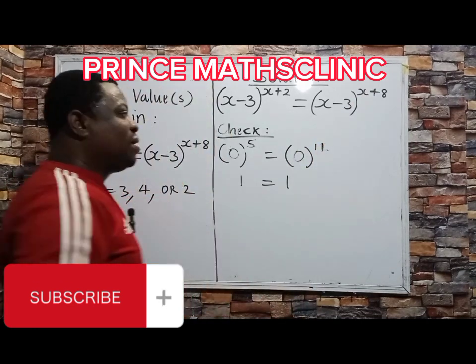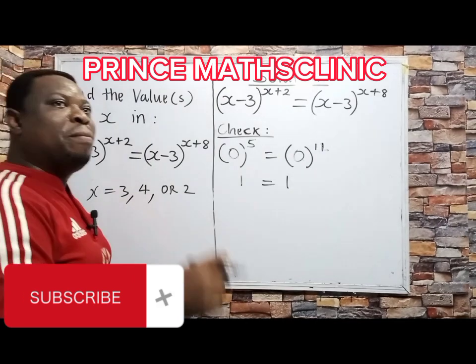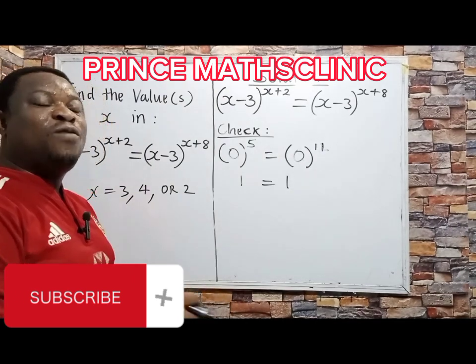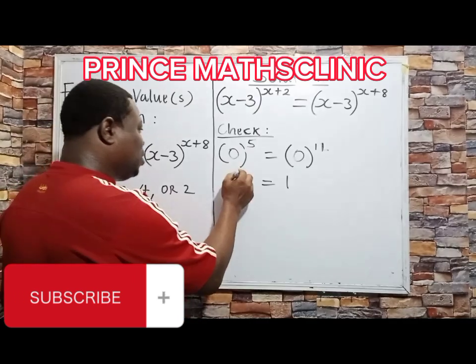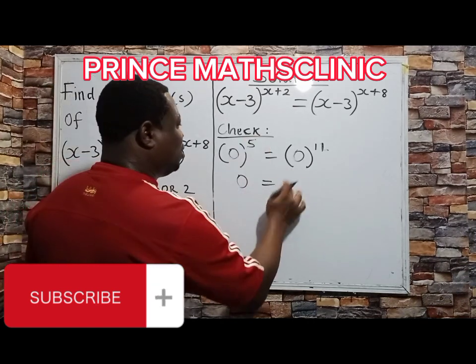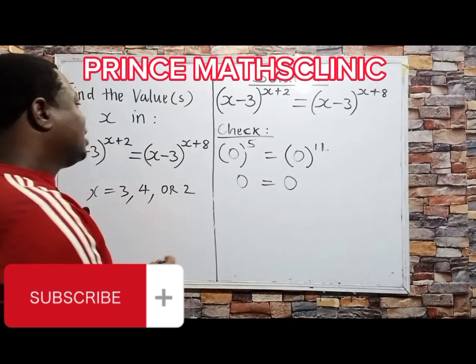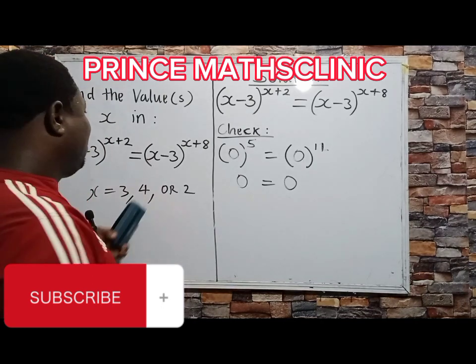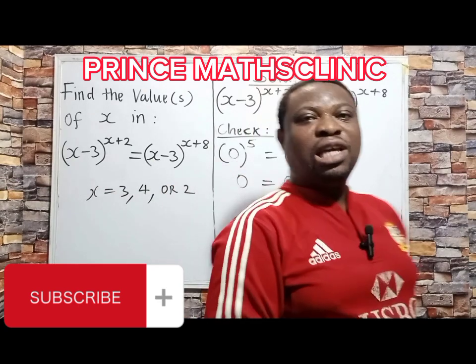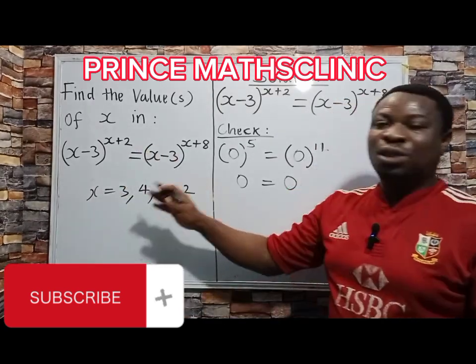Then 3 plus this will give you what? 11. Remember, I told us that any number that is 0 to the power of any number becomes what? 0, irrespective of the power. 0 equal to 0. All right. Now you can see that either 3, 4, or 2 keeps our equation balanced.